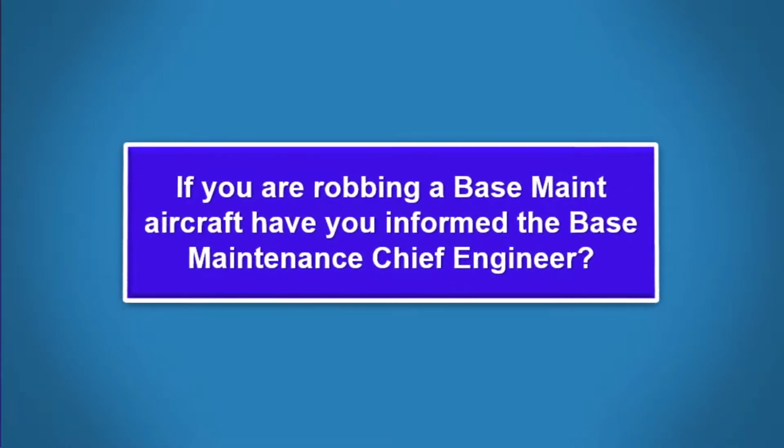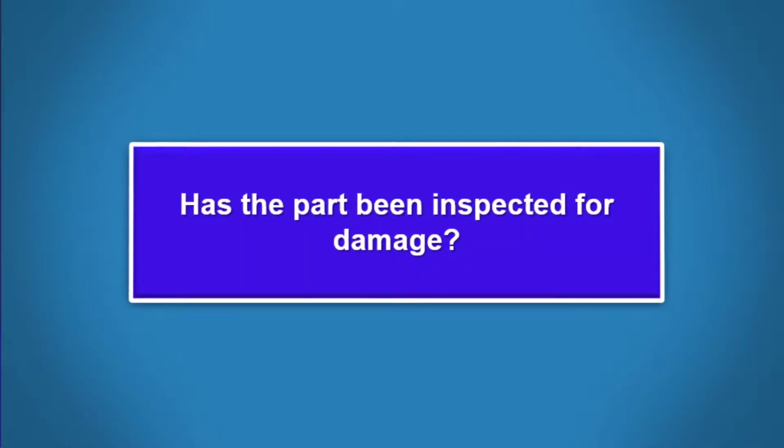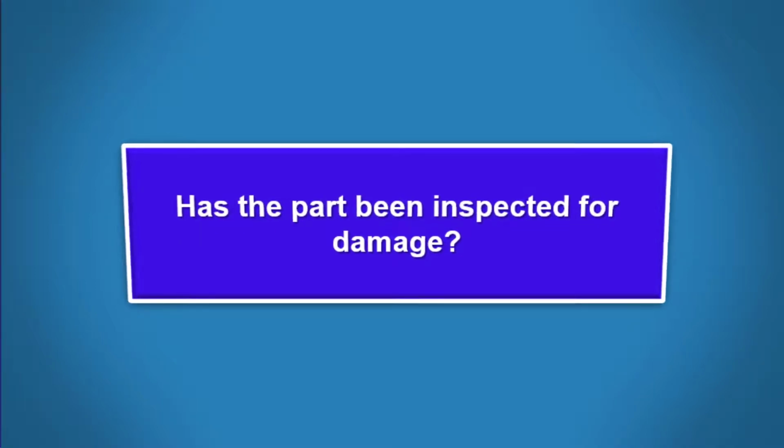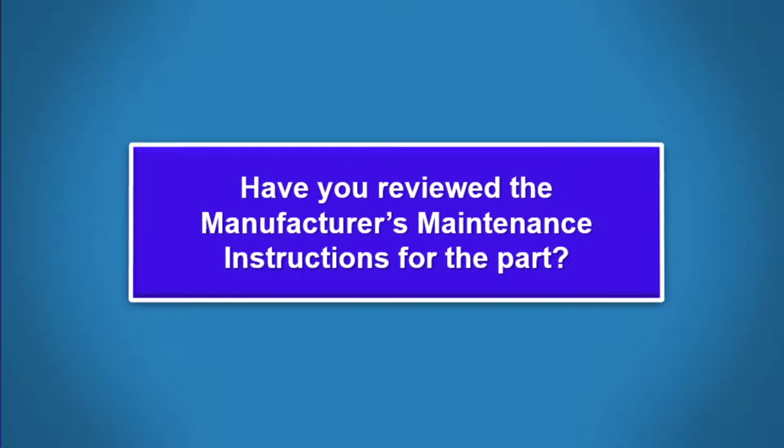If you're robbing a base maintenance aircraft, have you informed the base maintenance chief engineer? He may have vital information that could prevent a robbery being permitted. If, for example, component modification state or other reasons may be present. Has the part been inspected for damage? A thorough inspection of the robbed component would be required to satisfy yourself that the part is serviceable. Have you reviewed any manufacturer's maintenance instructions for the part? Some parts may require reconfiguration for the robbery to proceed.